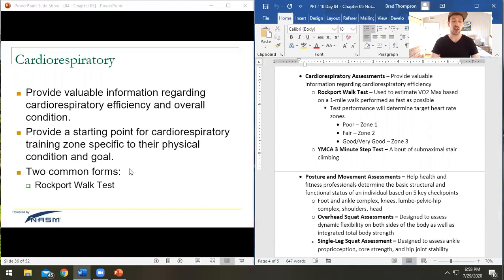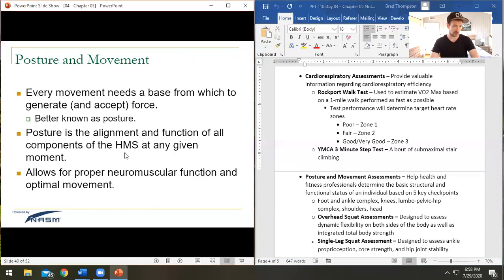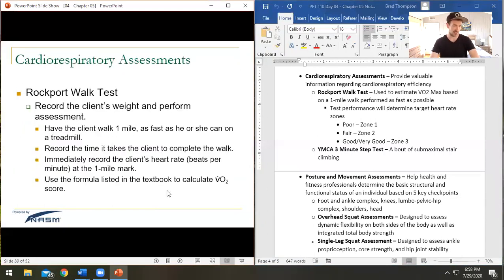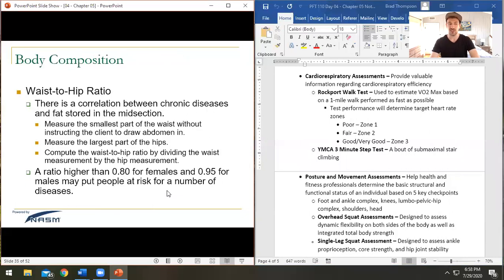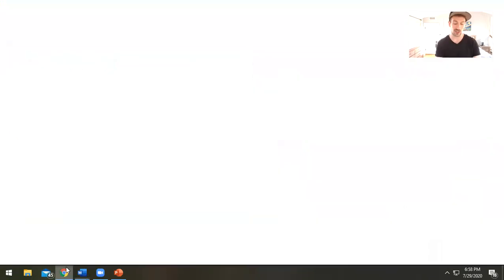So there are two common forms that you're going to see. You're going to see the YMCA 3-minute step test. Oh my God, it's not in the slides. You're going to see the YMCA 3-minute step test, which is, in my opinion, the easiest because it's only 3 minutes long. It's super practical and easy to set up, but it's not for everybody because it can be kind of high impact.